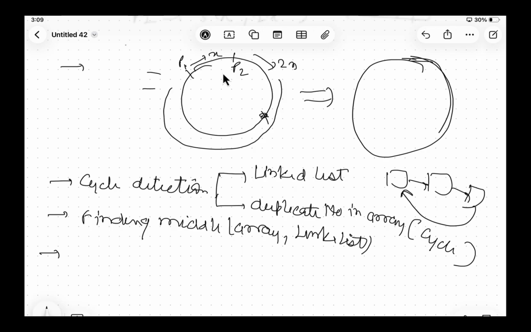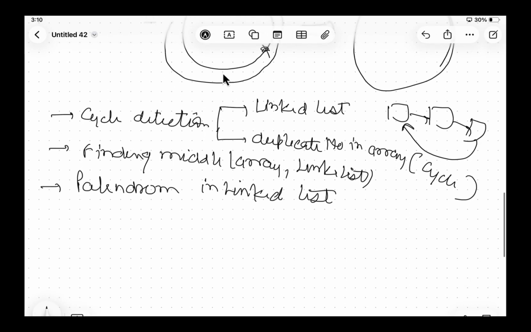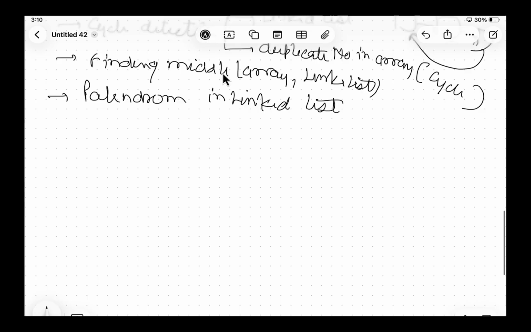And once the cycle is found, there are multiple variations. Find the cycle starting point, or find the point where the guy who is running fast catches the first guy. Then palindrome in a linked list. So these are the very classic categories of problems where we are going to use this particular concept. So let me show you some structure.